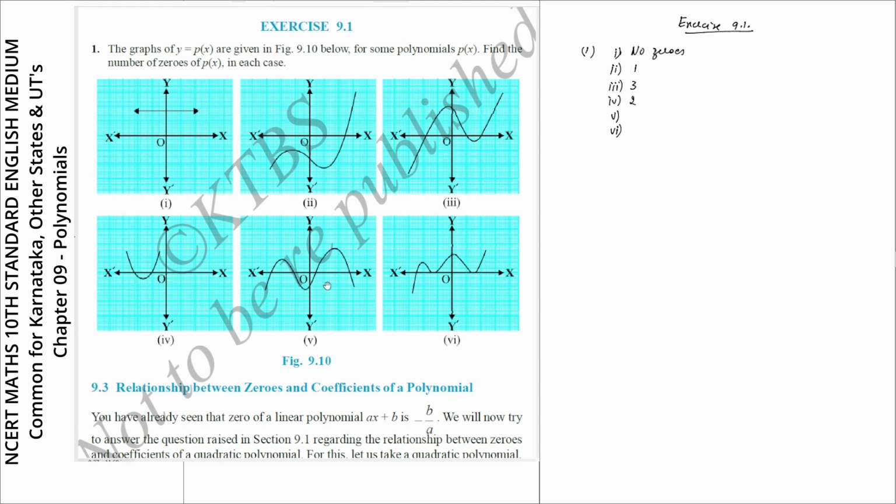For this fifth example, this polynomial is intersecting the x-axis at 1, 2, 3, 4 points. Therefore the number of zeros for this polynomial is 4. And in the last example, the polynomial intersects the x-axis at 1 point and touches the x-axis at 2 other points. Therefore 1, 2, 3, totally there are 3 zeros for this polynomial.